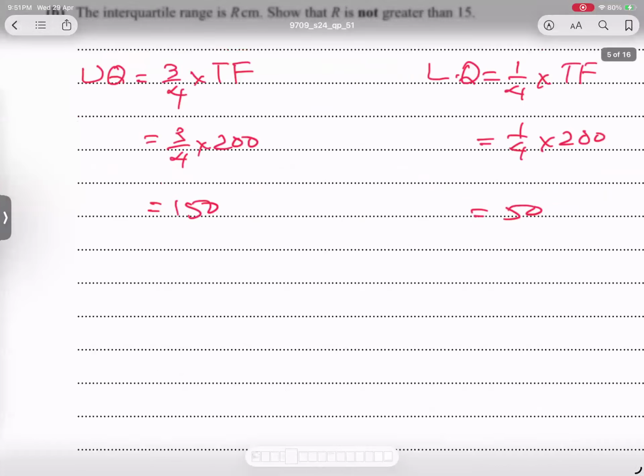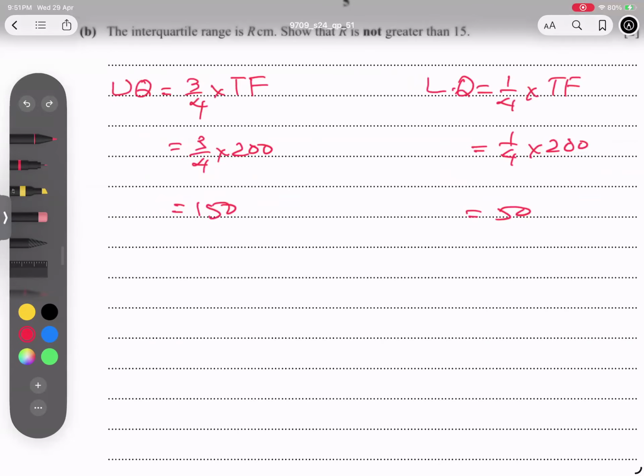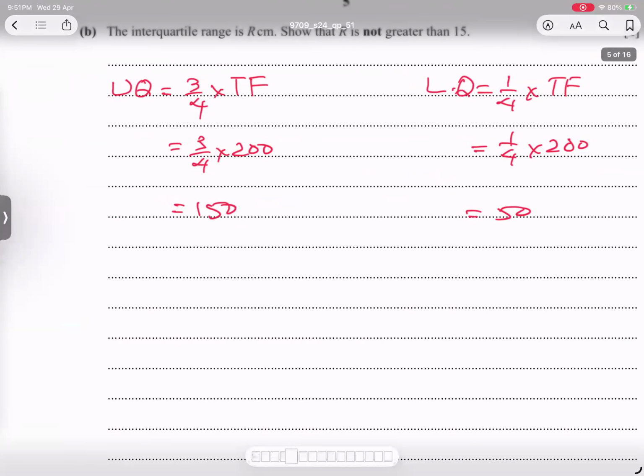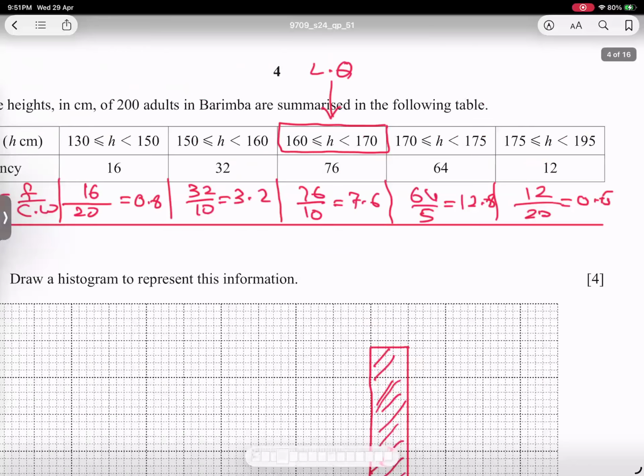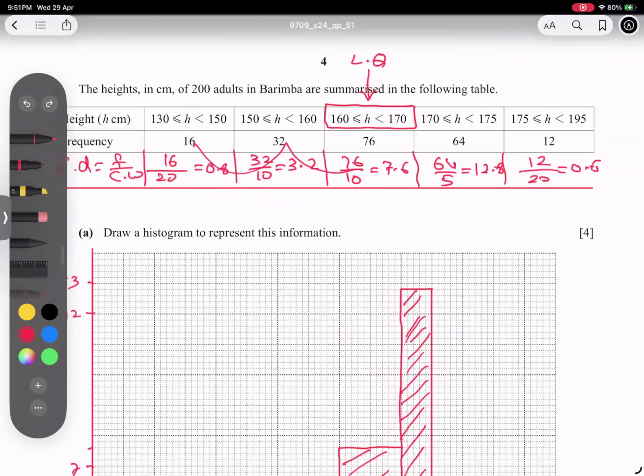Second one, student, the upper quartile is 150. We'll check where 150 will come. If we add, let me check in the calculator, 16, 32, and 76. I'm getting till here 124. If I add 64, students, 124 plus 64, I'm getting 188. So 188, it means this is my upper quartile range. So the upper quartile range is here.